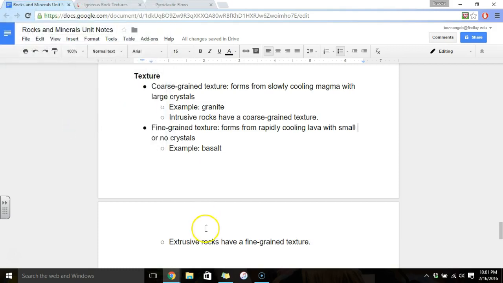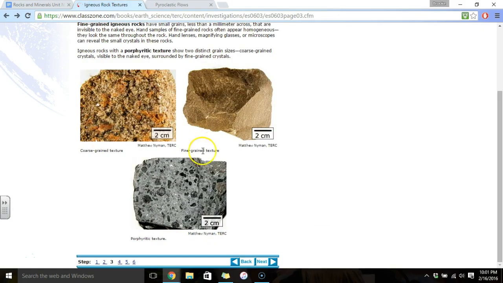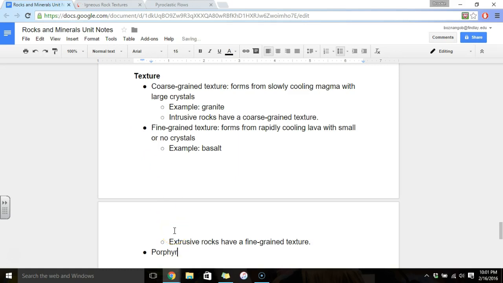So I'm going to go ahead and add this to the notes. I'm going to add, if I can even spell it, oh boy, I gotta look, porphyritic texture. And it forms from pyroclastic flow with large crystals surrounded by small crystals.